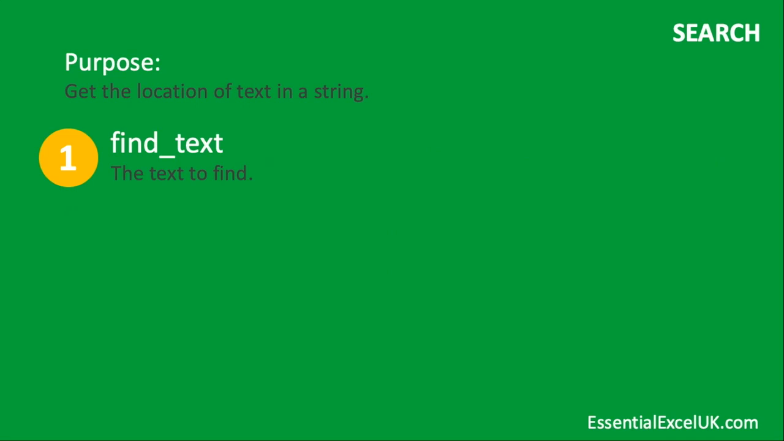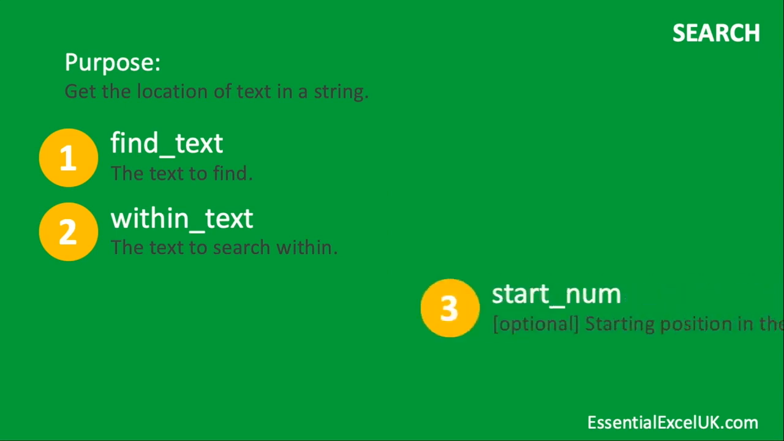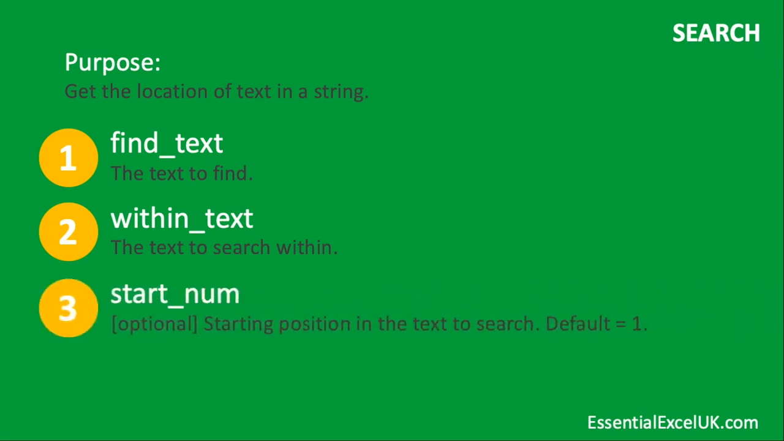So let's jump into the search function. The purpose of using the search function is to get the location of text in a string. It's made up of a few arguments. The first is find text, and simply put, this is the text to find. The second is within text, so this is the text to search within. And point number 3 is the start number. This is an optional argument, and it is the starting position in the text to search. As it's optional, you do not have to provide a value in here, but if you don't add a value, it will just default to the position number 1, or the number of 1.